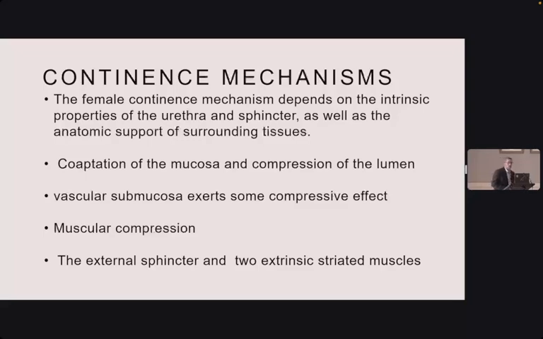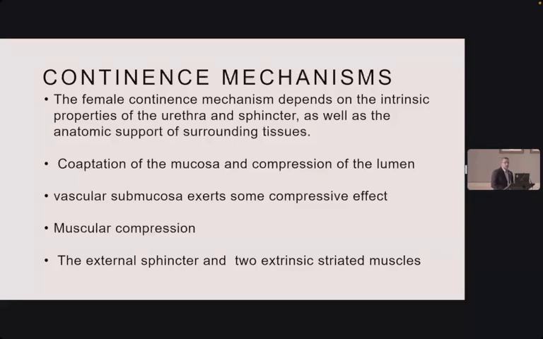Of course, there's muscular compression, which is provided by circular smooth muscle throughout the urethra. The external sphincter itself is composed of striated circular muscle fibers, and they are the thickest in the middle part of the urethra. There are two types of these striated fibers: the slow twitch fibers, which provide a continuous tone that keeps the urethra closed, and then the fast twitch fibers. They respond to voluntary and reflex stimuli, such as a sudden increase in contraction at the time of abdominal pressure or voluntary attempts to prevent incontinence.